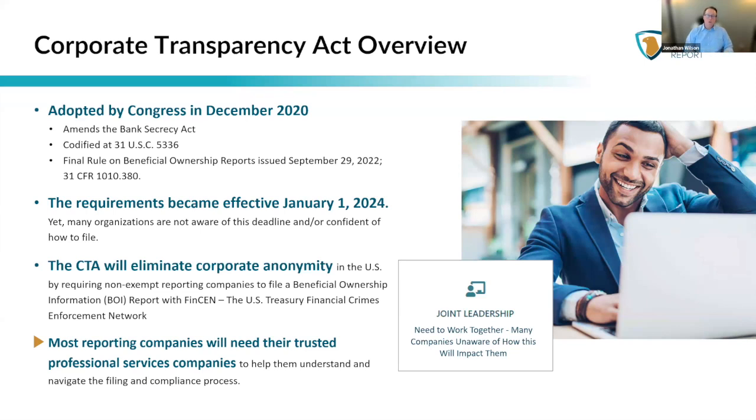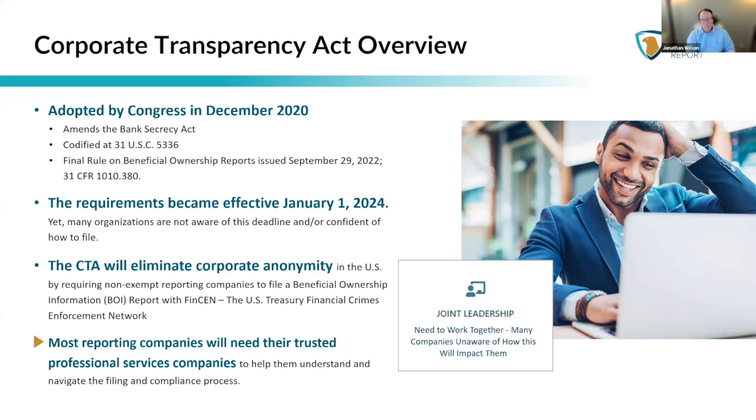So, as you mentioned, the Corporate Transparency Act was adopted by Congress at the end of December 2020. It is formally an amendment to the Bank Secrecy Act, which was first adopted by Congress in 1970, and been amended a few times since then. And FinCEN, the Financial Crimes Enforcement Network of the U.S. Treasury, was empowered to implement regulations to put the Corporate Transparency Act into effect.